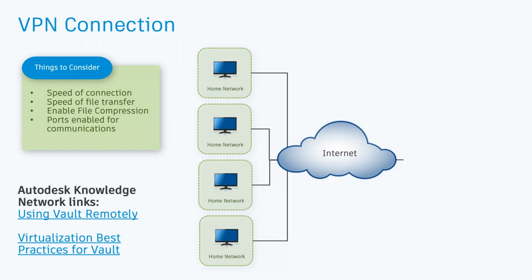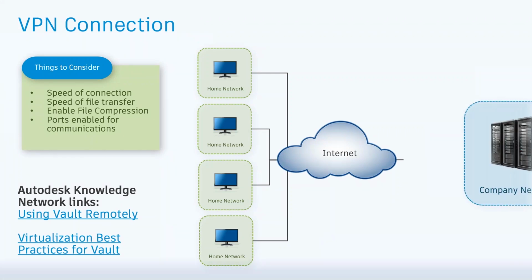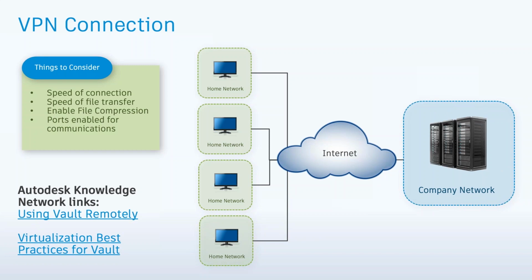So a word about VPN connection. To work off of your network or to connect to Vault, there's a couple of things to consider. What is the speed of your connection? What's the speed of your file transfer? And your mileage will vary on this. There is an option to enable file compression with Vault. This might help things a little bit. You might feel like things save better, open better, check in or check out better. And there are also considerations for the ports that you need to enable for communication between the Vault client and the Vault server.